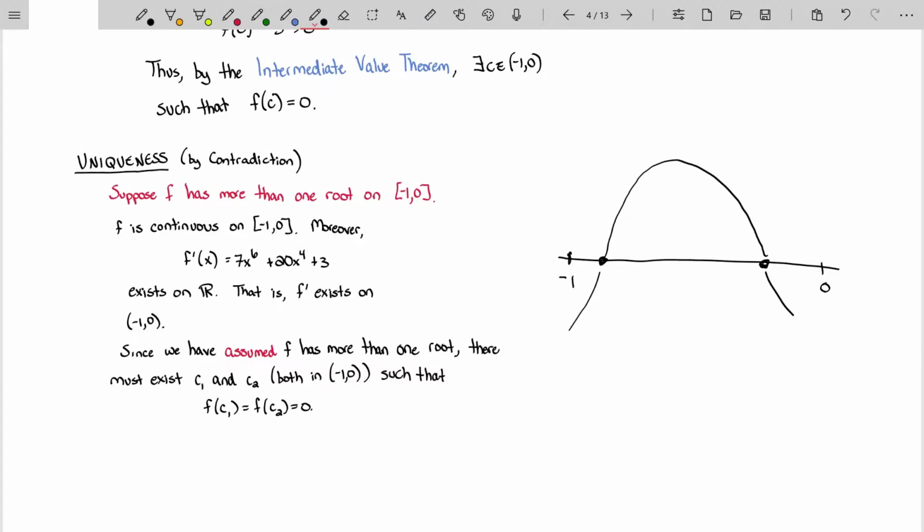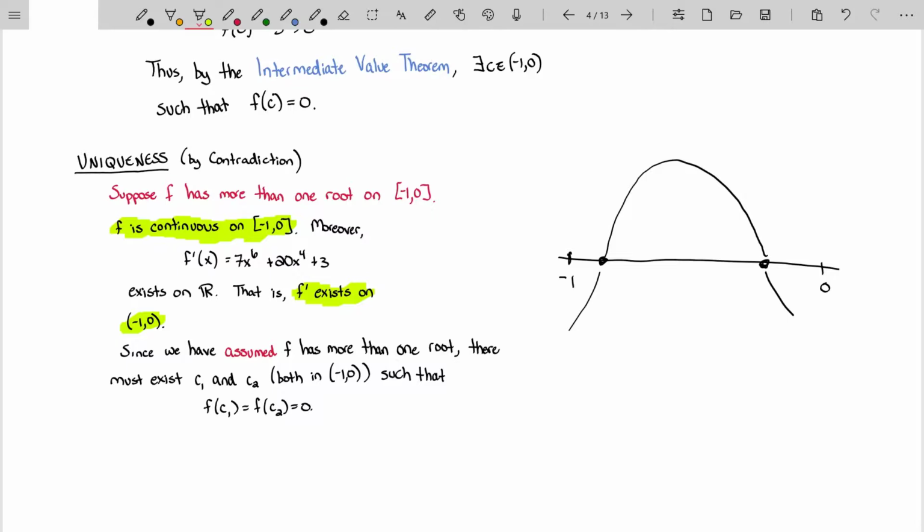Well, let me tell you what hullabaloo or what hocus pocus that attorney is trying to sell you. Because I'm stating to you right now, I've given you a continuous function on a closed interval. I've also given you a function, the very same one, whose derivative exists on the open interval from -1 to 0.